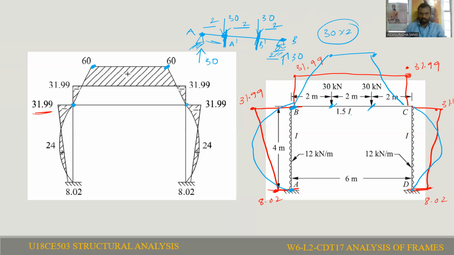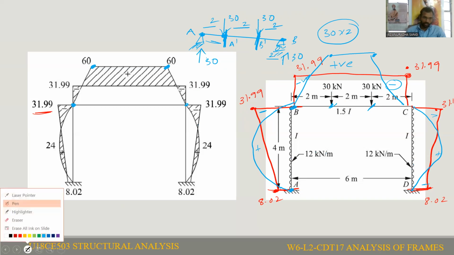Now if you see, this is your net negative bending moment, this is your net positive bending moment, and so on, net negative, net positive. Those values we will consider for the design of these particular members. So this is the bending moment.